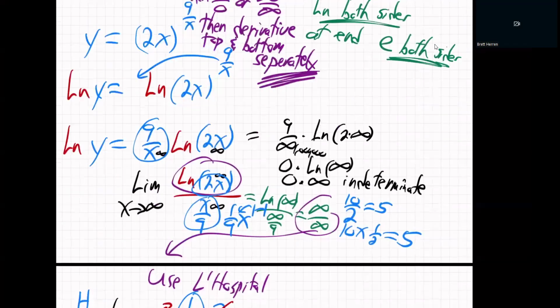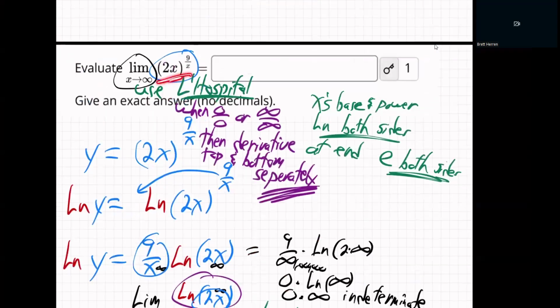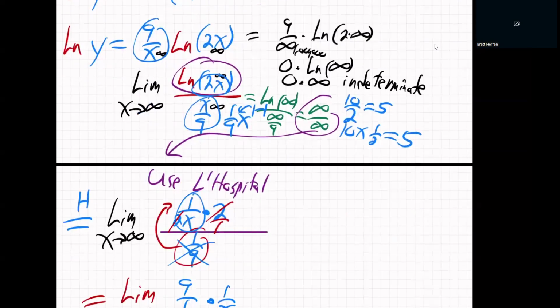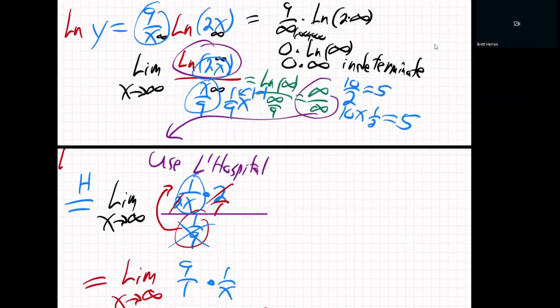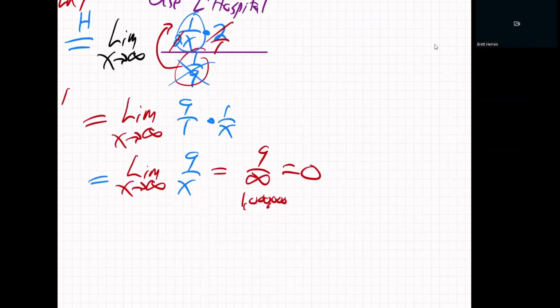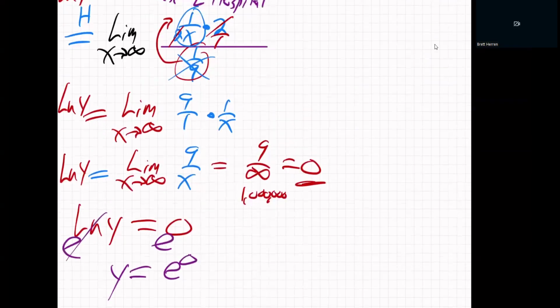Careful, don't forget. When x's are in the base and the power, we ln both sides, and then at the end we have to exponentiate with e, because the left side's really just ln y right now. It's not y. The left side's ln y. So we have ln y is 0. And so the last step, we e both sides. Boom. y is e to the 0. And what is e to the 0? Anything to the 0 is 1. y is 1. And so there we go.